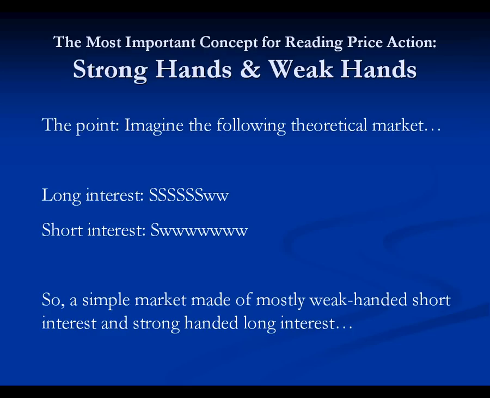This is obviously a huge simplification of a market, right? But the long interest, as I played it out here, is a bunch of strong hands. Imagine the S's equal strong hands. This is a tiny market, only a few participants. A bunch of strong hands and a couple weak hands. The short interest is a single strong hand and lots of weak hands. So the short interest is mostly weak-handed. The long interest is mostly strong-handed.